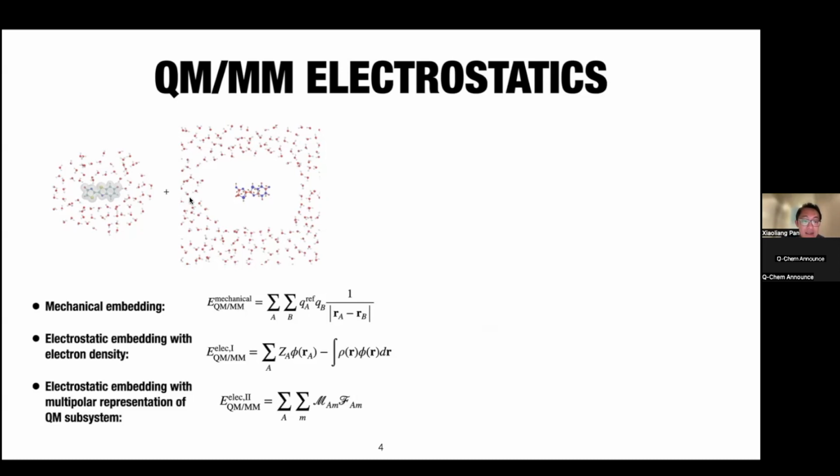And on the far field side, the long range part, this type of model will represent the QM atoms as a set of multipolar representations. So typically it could be just point charges, and you can also use point charges plus point dipoles to represent these QM atoms.